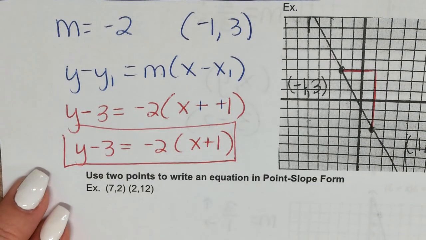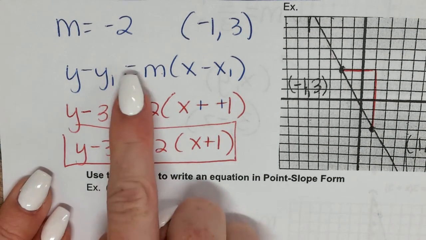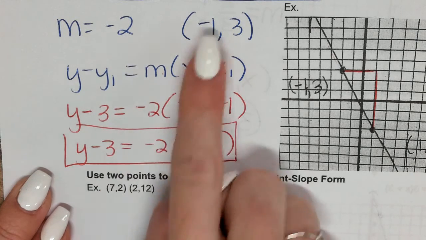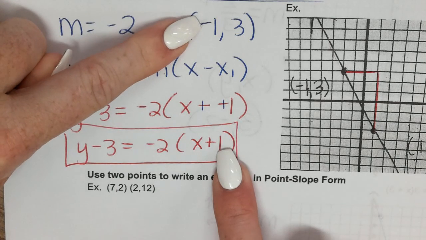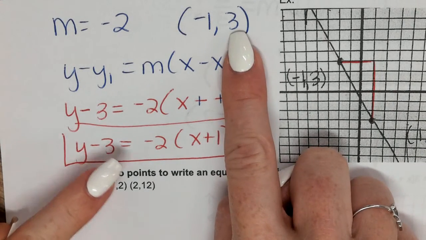Again, you can check your work by saying, is negative 2 the slope? Yes. Is the x value opposite of 1? Yes. Is the y value opposite of negative 3? Yes.